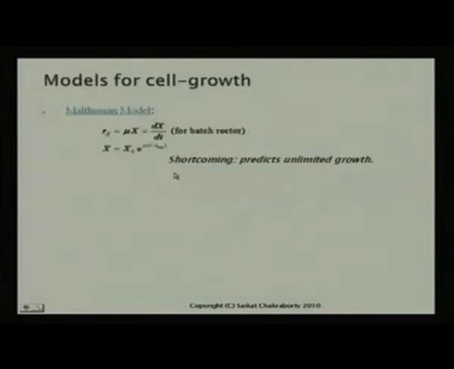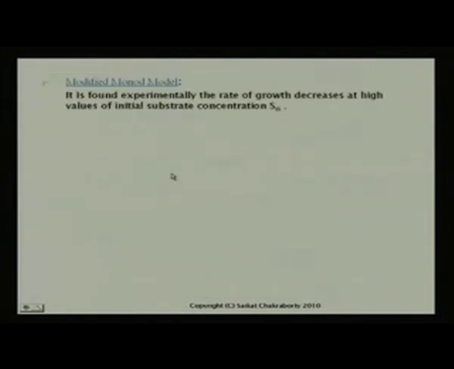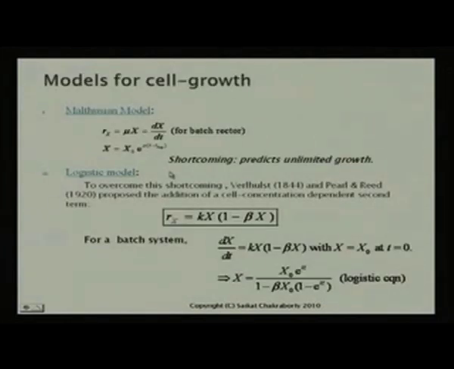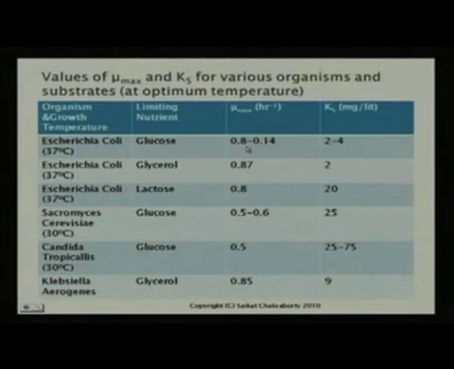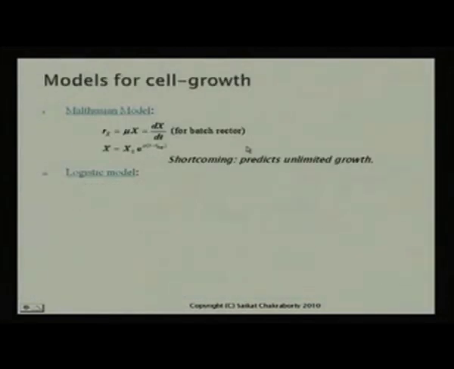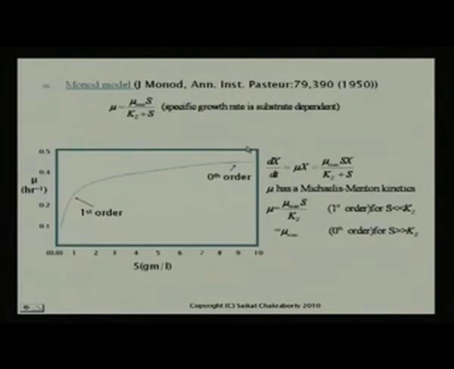And there are other kinds of growth models that we talked about, but we're not really interested in Malthusian and so on. We really hadn't been using these models. There is a modified Monod growth model, which includes the rate of decrease at high values of initial concentration, and different other models. But this is what we need to stick to and what we need to remember, the Monod growth model, and we're going to use that today again.